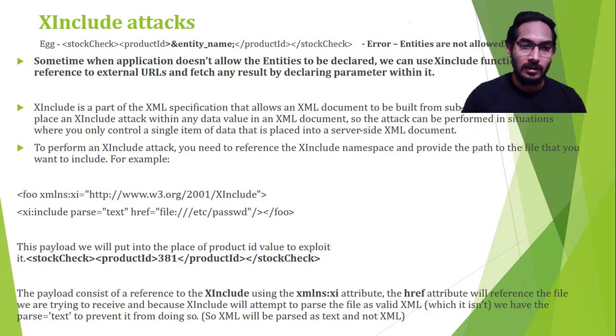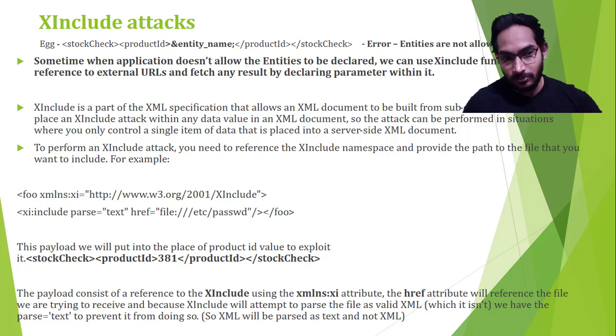And now we have to give parse equals text. Why are we giving it? Because we know that XInclude will attempt to parse the file as valid XML. If it takes it as XML, we have already seen how the application threw us the error, that XML entities are not allowed. So it should not happen in that case. To prevent it, we are giving parse equals text. So it will take this as text, and it will not take it as XML data. This is how it will prevent it.